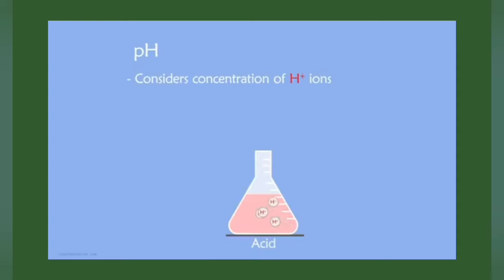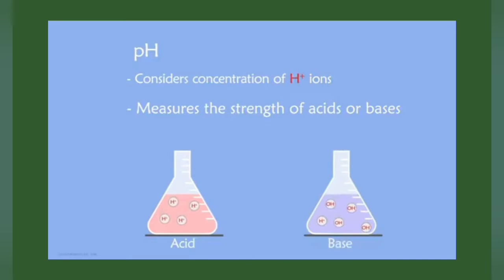How does it do that? The pH takes into account the concentration of H+ ions in the solution. Yes, the pH measures the strength of acids and bases. But you'd probably be thinking that if pH only considers the concentration of H+ ions, how can it tell us how strong a base is? Remember, bases also contain H+ ions. Just that the concentration of H+ ions is far lower than that of OH- ions, so low that they are generally ignored.